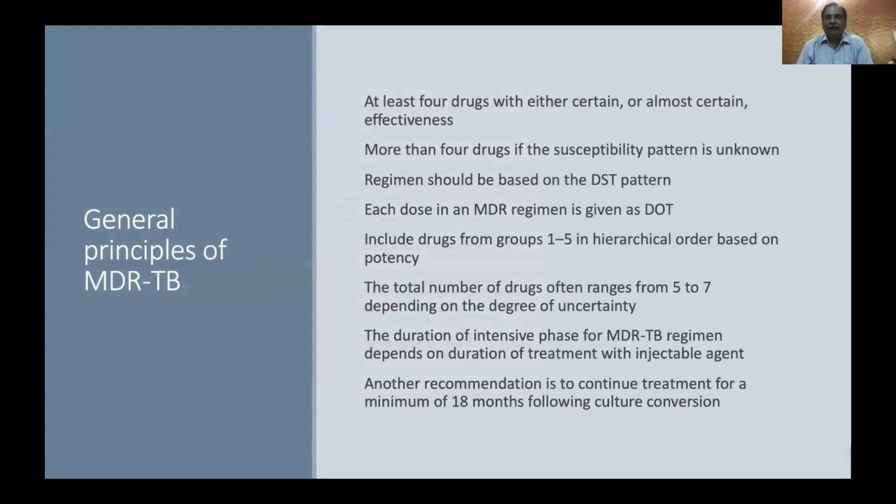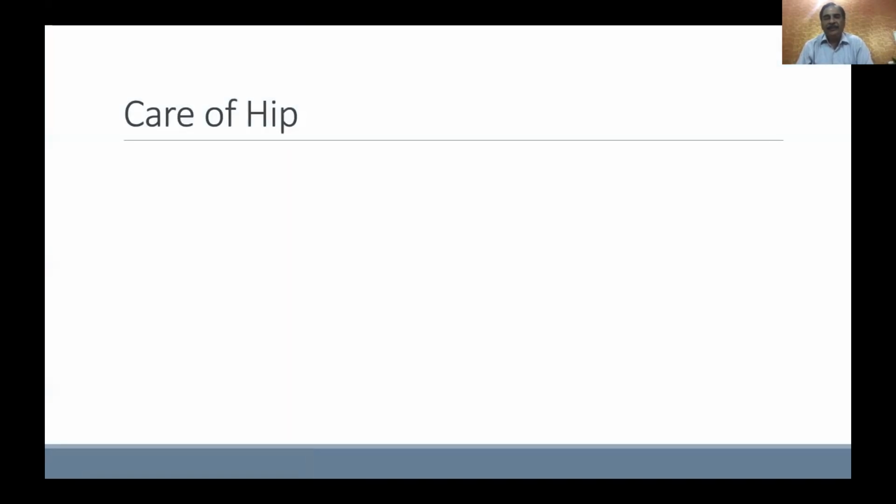Now, general principles for MDR TB are that you have to use at least 4 drugs. Many times you have to use more than 4 drugs. It should be based on the drug susceptibility test pattern. And then, of course, you must include drugs from group 1 to 5 in hierarchical order of their potency. And the duration of the intensive phase depends on the treatment with the injectable. That is how you treat the MDR TB.